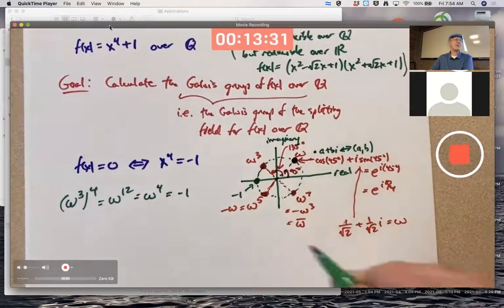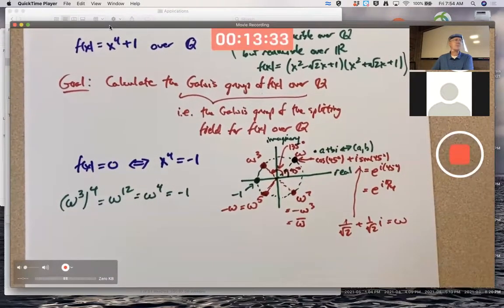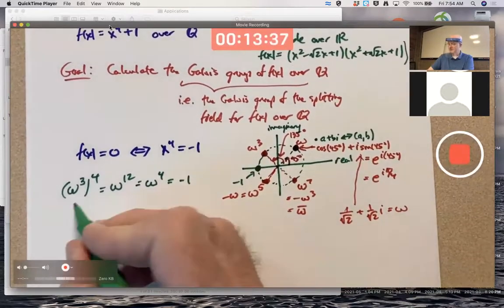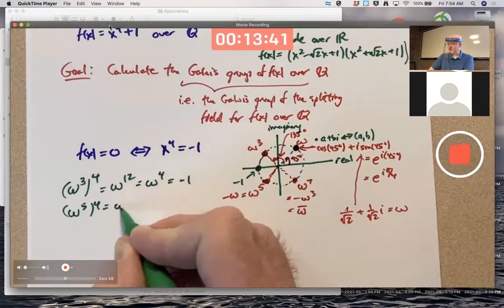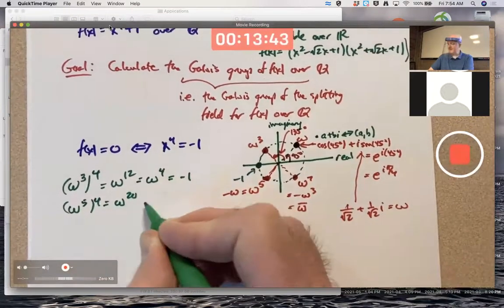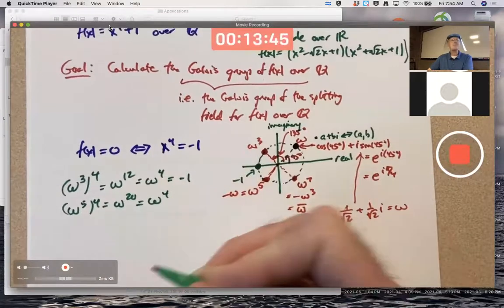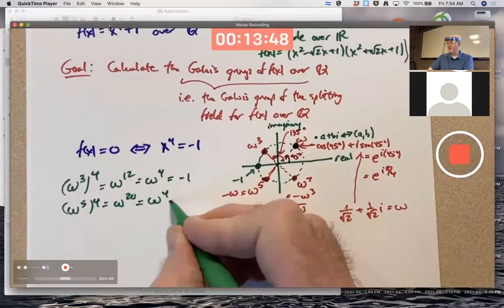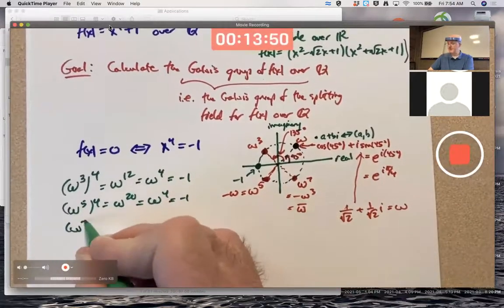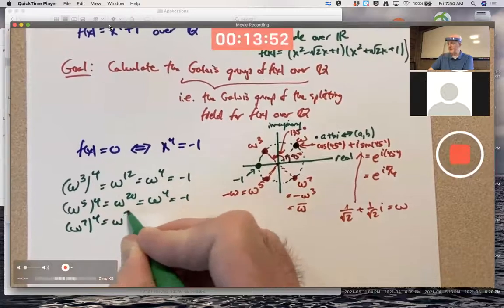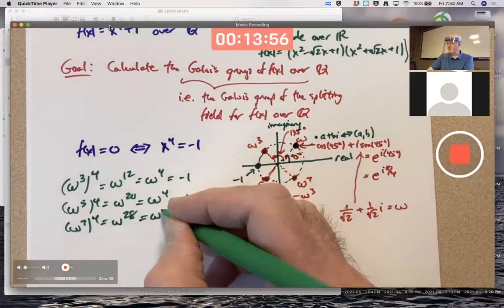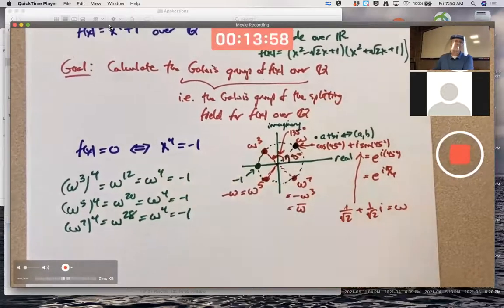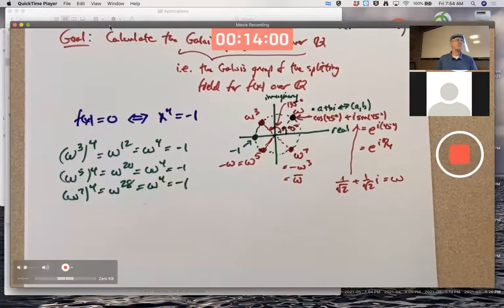There would be an algebraic way of confirming that omega cubed is a fourth root of -1. I could do it for the others as well. Omega to the 5th to the 4th is omega to the 20th, mod by 8, the exponent. That's the same as omega to the 4th, which is -1, and omega to the 7th to the 4th is omega to the 28th, mod by 8. That is also omega to the 4th, which is -1. So those are all fourth roots of -1.